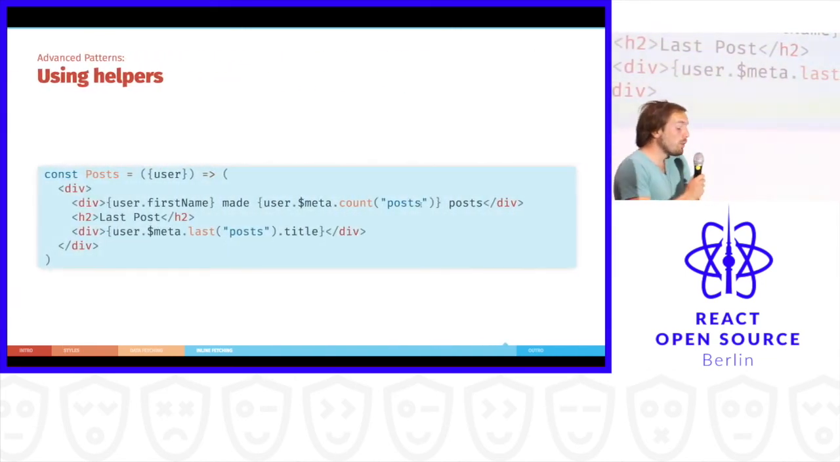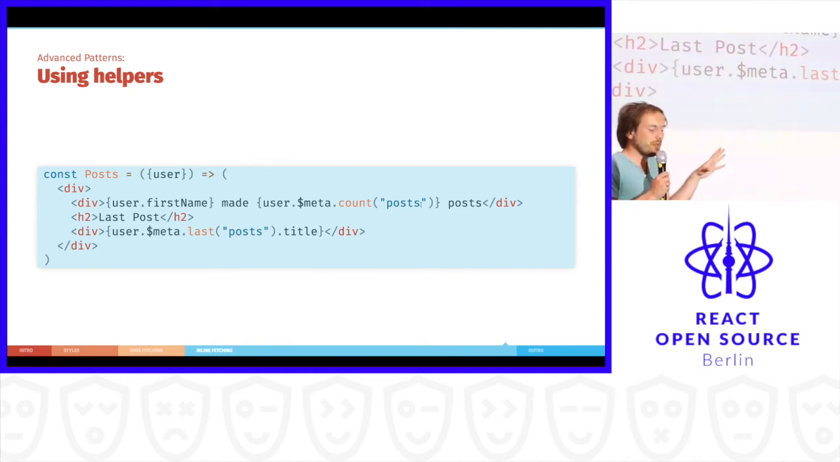And one more thing that I'm quite intensively using within my code base is using helpers. For example, you can count the amount of relations, or the amount of posts a user has made. You might load the last post or the last N posts. There are several helpers that ensure that basically all your work can be done within the render method.